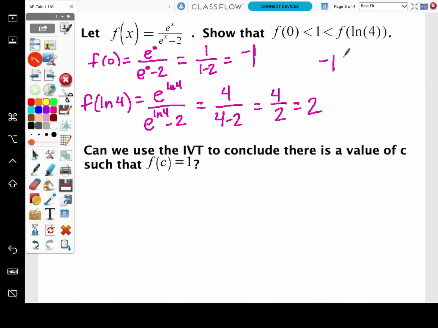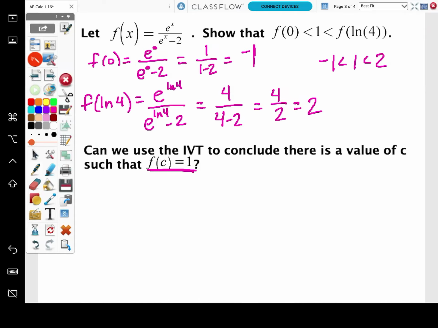Okay, and 1 falls between that. So negative 1 is less than 1, which is less than 2. So we have shown that that thing is true. Done. Now, that's one of the things we could do if we were trying to use the IVT to show that there is a C value such that f of C equals 1.